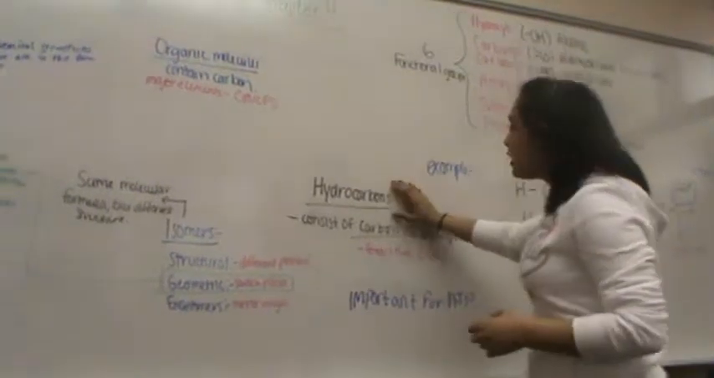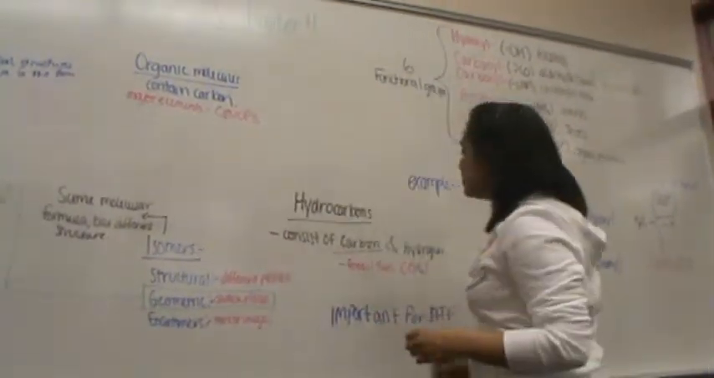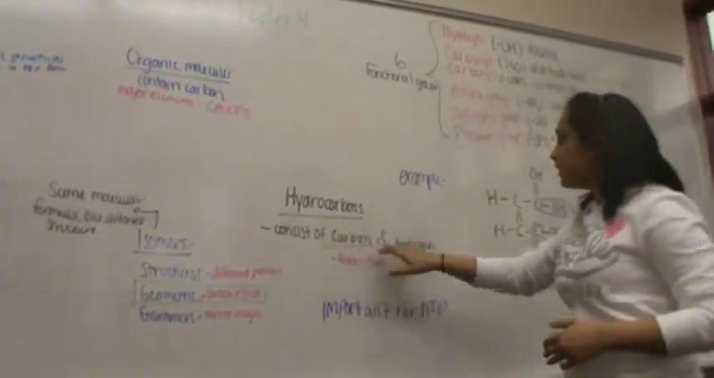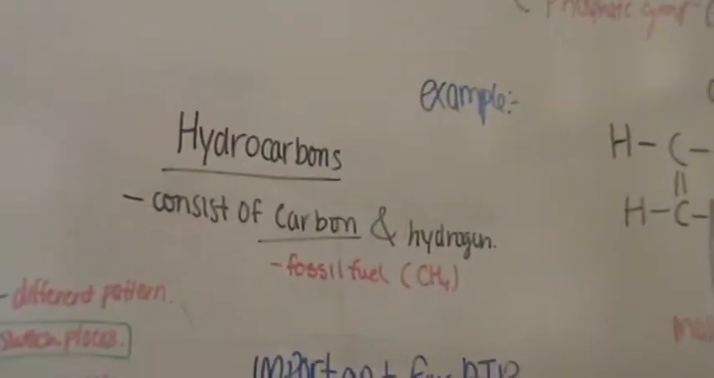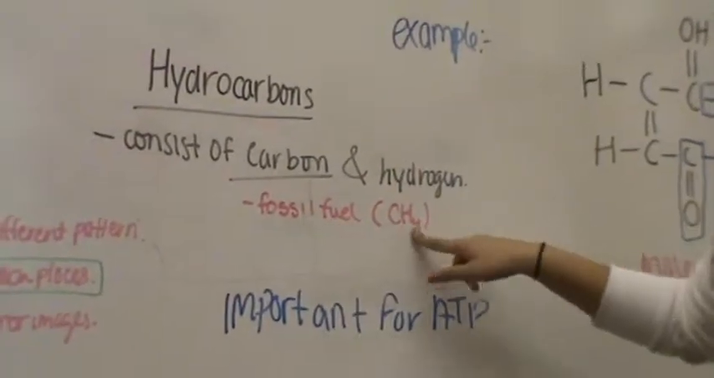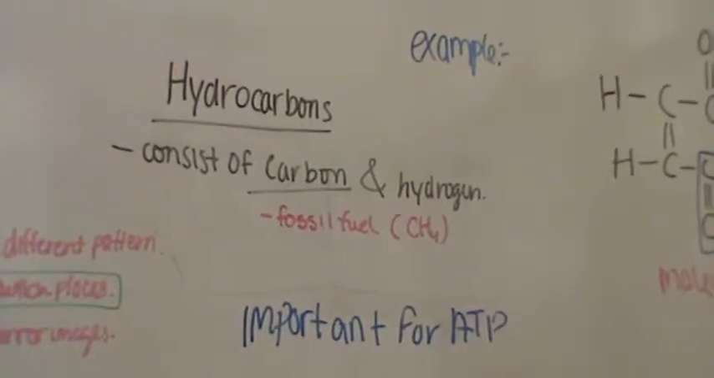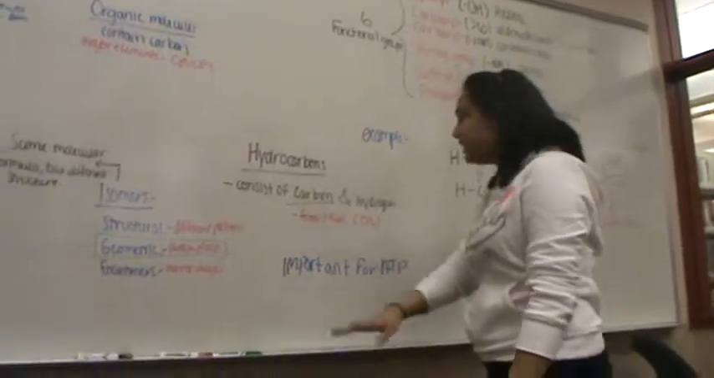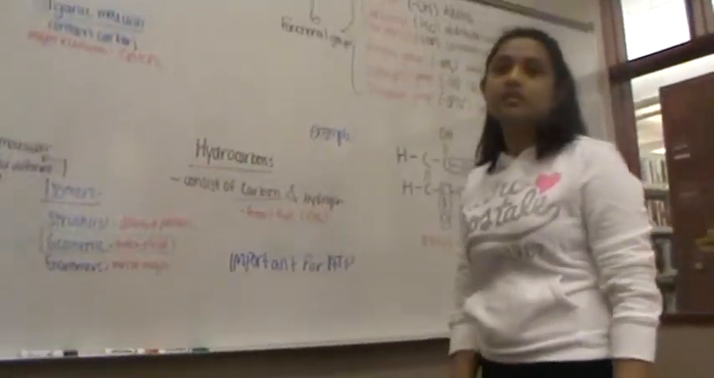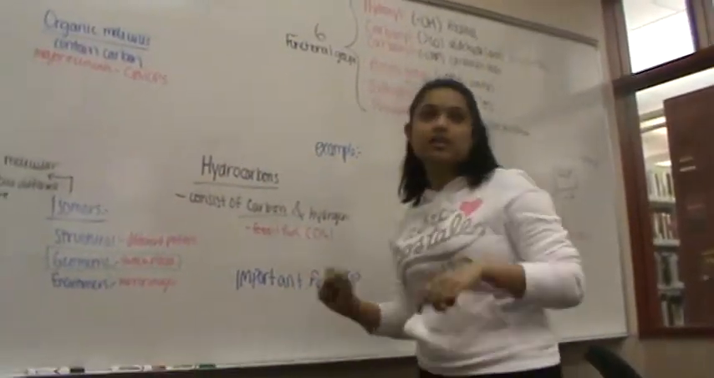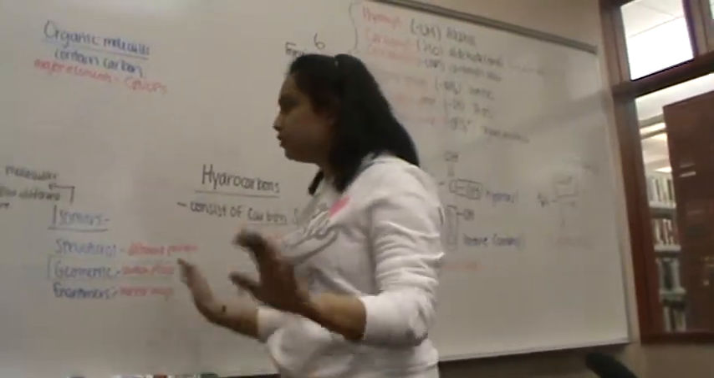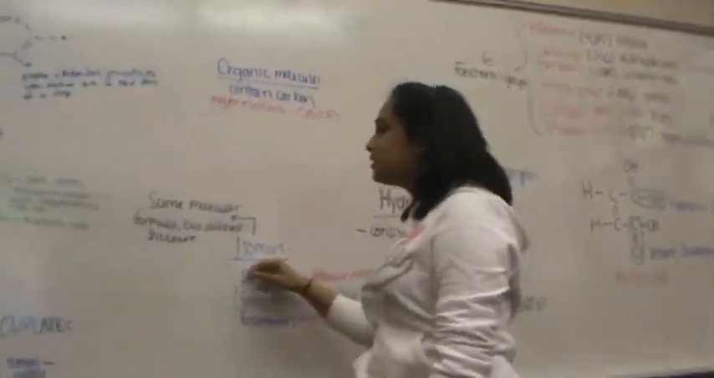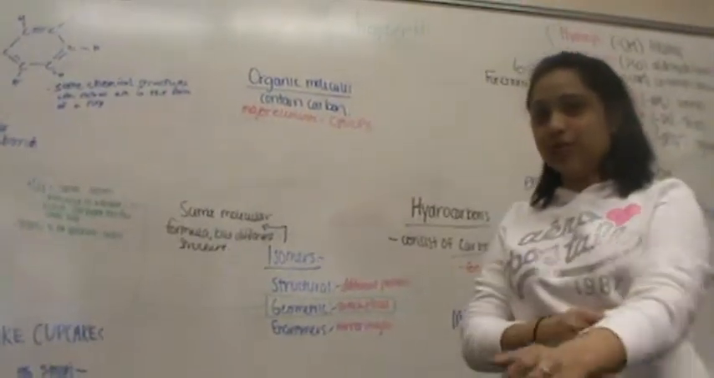Okay. Hydrocarbons are a form of organic molecules, and they consist of carbon and hydrogen. One of their main functions is fossil fuel, and this is methane, which is found in gasoline, and also cow farts. It's also important for ATP, adenosine triphosphate. Okay, so isomers, we covered this in chapter 2 more in depth.